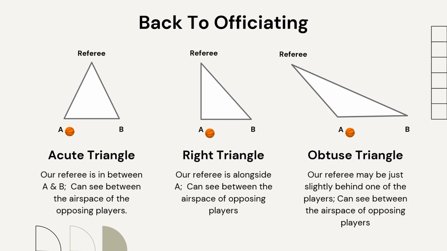In our second example, we see that our referee is alongside A. Sometimes you may have our referee alongside B in this particular example, where it forms a right triangle. Again, our referee takes such a position where he or she can see between the airspace of opposing players. In our third example, we have an obtuse triangle. Our referee may be just slightly behind one of the players at what we would call an obtuse angle. Again, our referee takes an angle where he or she can see between the airspace of opposing players.